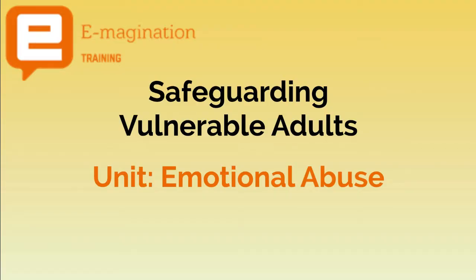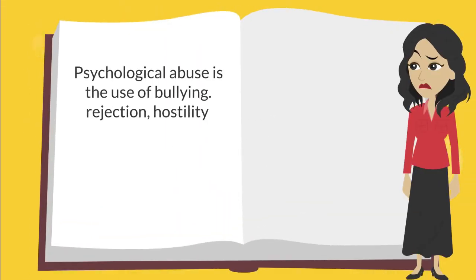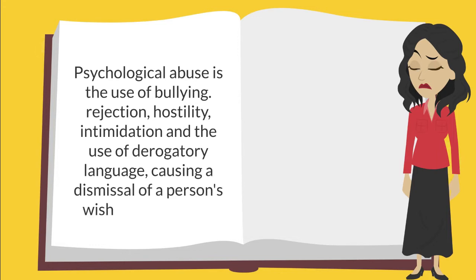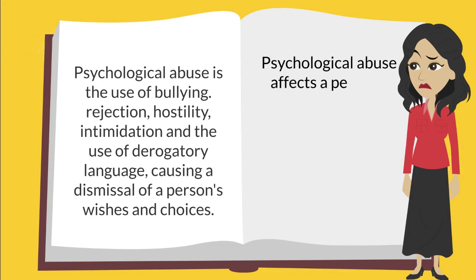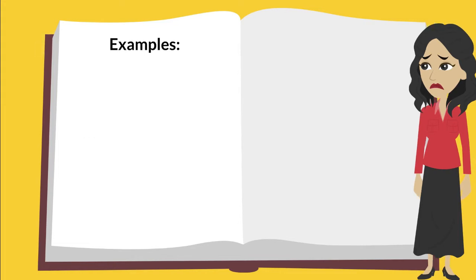Let us now look at emotional abuse. Psychological abuse is the use of bullying, rejection, hostility, intimidation, and the use of derogatory language, causing a dismissal of a person's wishes and choices. Psychological abuse affects a person's feelings and inner thoughts, including the prevention of a person's individual personal beliefs.